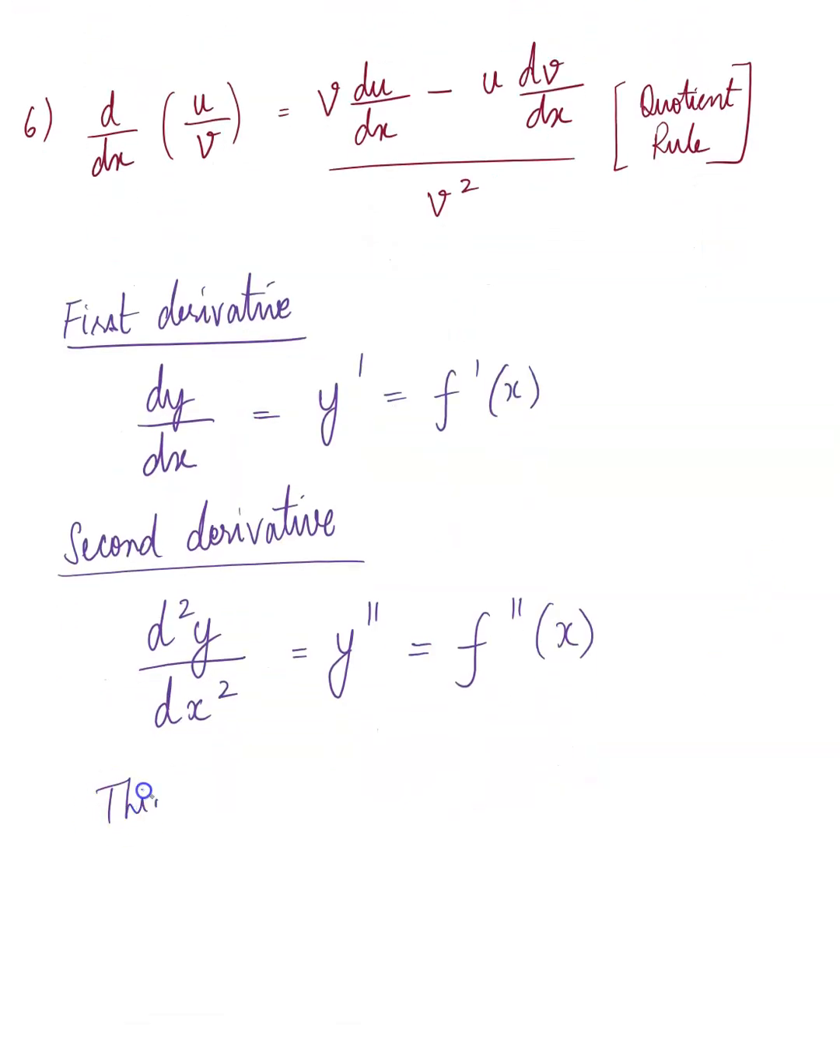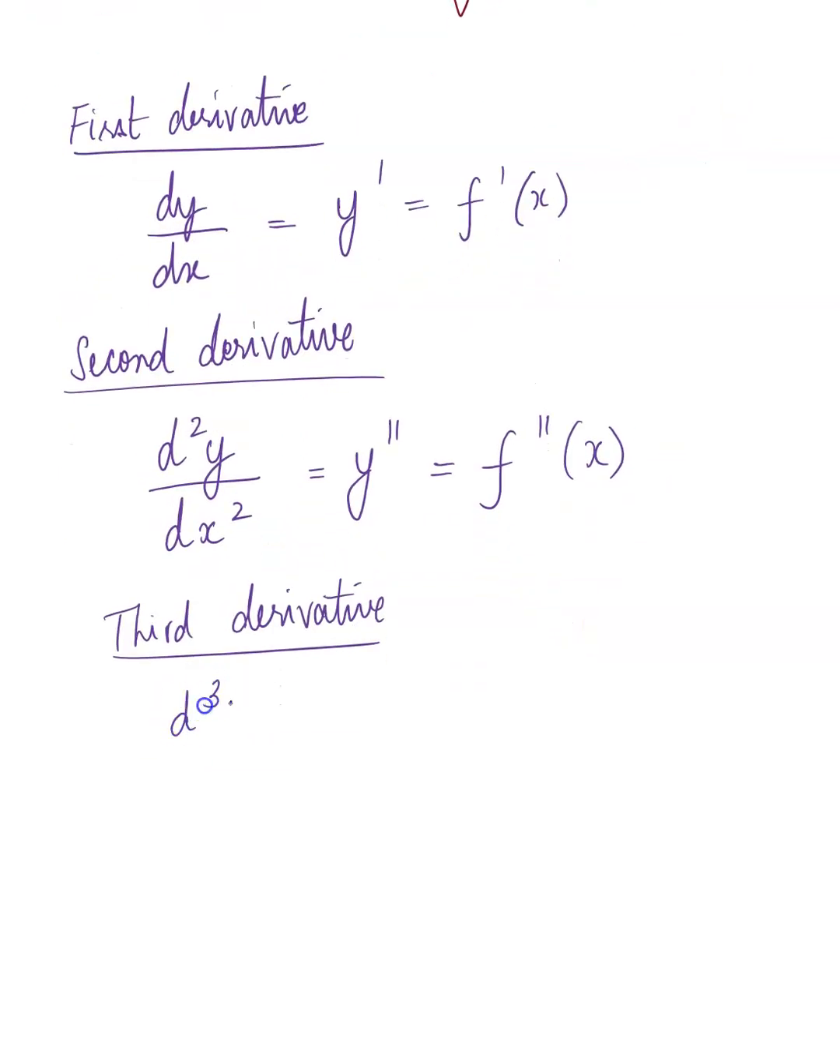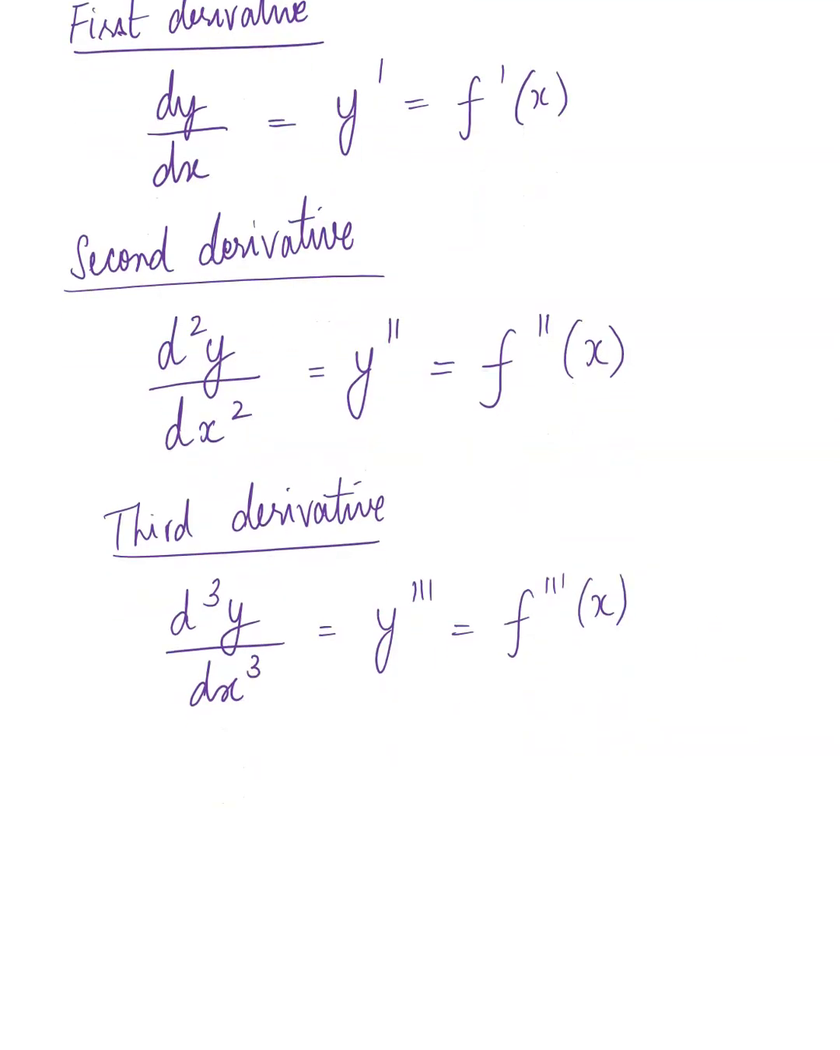Then the third derivative, that will be d cubed y over dx cubed. That's got y triple prime, or f triple prime of x. Once we go to the fourth derivative, it's going to be hard for us to write those 4 strokes, right? The prime notation becomes harder after 3. So up to 3 we have this, and for anything beyond 3, we just use the n notation in parentheses.